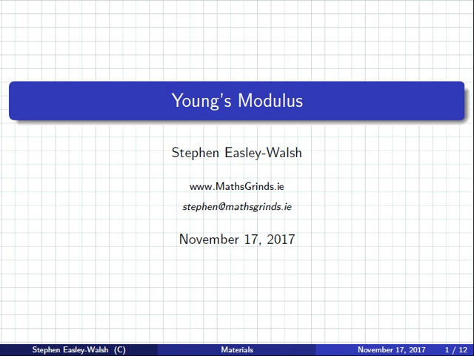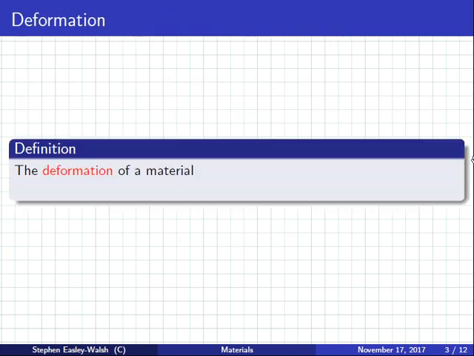Okay, Young's modulus. A few definitions before we begin. I'm sure somebody knows this, although maybe it's a bit too hard. Deformation of a material. Does anyone know this word, deformation? Now look at the beginning of it. Deform, yeah. So what would that mean? Deformation of a material. Changing the shape, yeah. So the deformation of a material is the process of changing the shape.